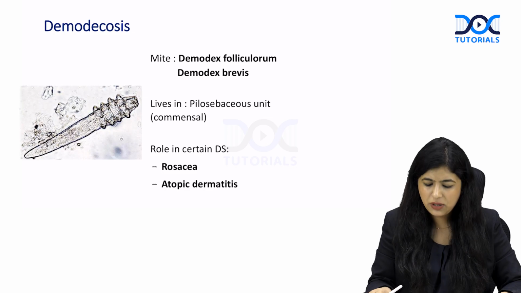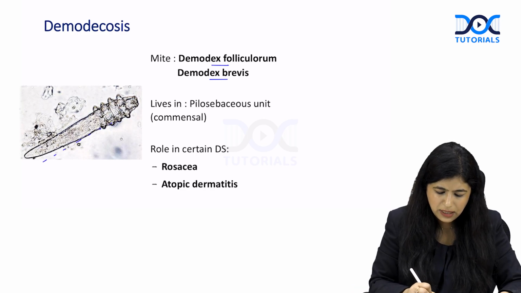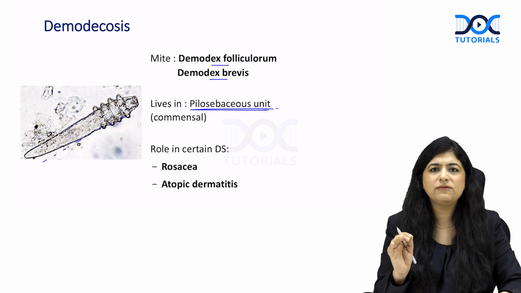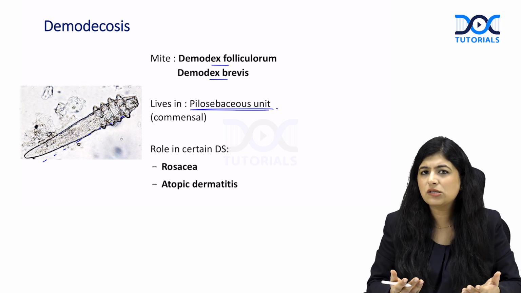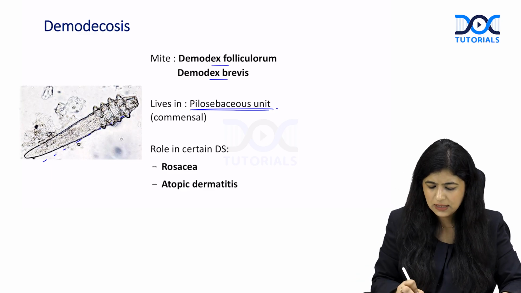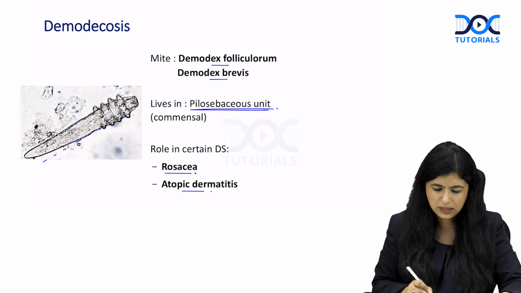Next, we come to Demodicosis. This is a mite which is Demodex folliculorum and Demodex brevis. It has a long body, as you see, and the mite lives as a commensal in the pilosebaceous unit. So remember, the Demodex mite lives as a commensal in the pilosebaceous unit. It can cause a disease of its own, or it can be associated with pathogenesis of certain diseases. It has been found to have a role in causation of rosacea as well as exacerbations in atopic dermatitis.